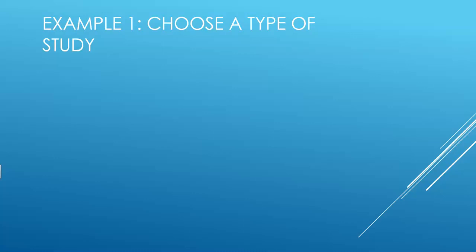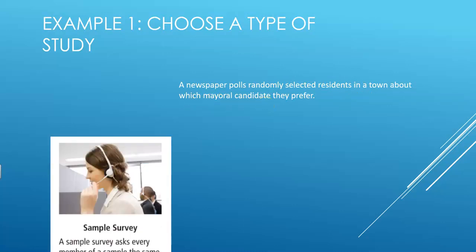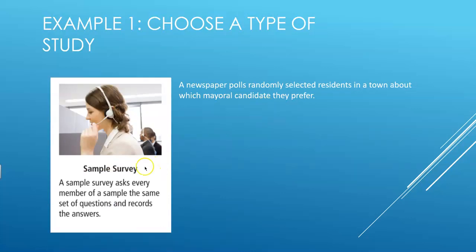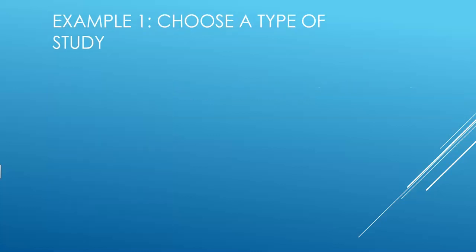When we choose a type of study, we have three that we're going to look at. A newspaper polls randomly selected residents in a town about which mayoral candidate they prefer. And this is called a sample survey. The sample survey asks every member of the sample the same set of questions and records the answers. So you don't necessarily ask everybody, just a sample. And it's a survey, so the same questions are asked to everybody and the answers are recorded.